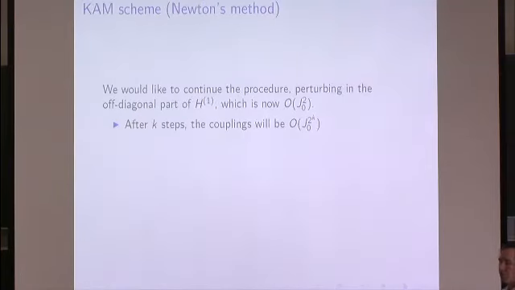So then we want to continue the procedure a la Newton's method. Always perturbing in the off-diagonal part of H0, which at this point is O of J0 squared, but then, as you can imagine, after k steps, we're going to have this superconvergence. It's going to be J0 to the 2 to the k power.